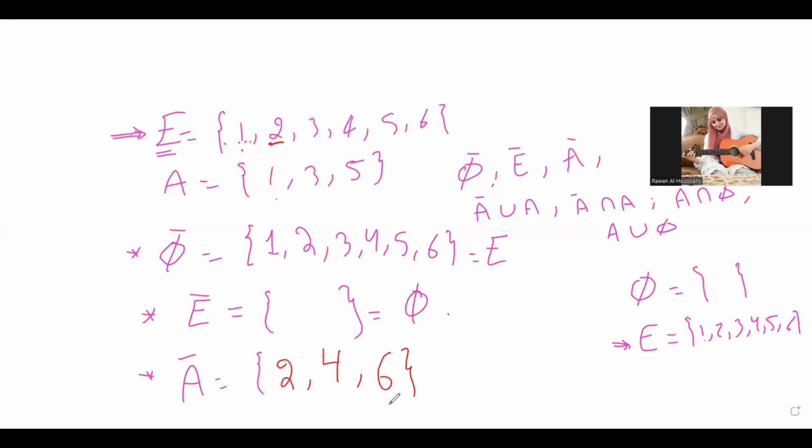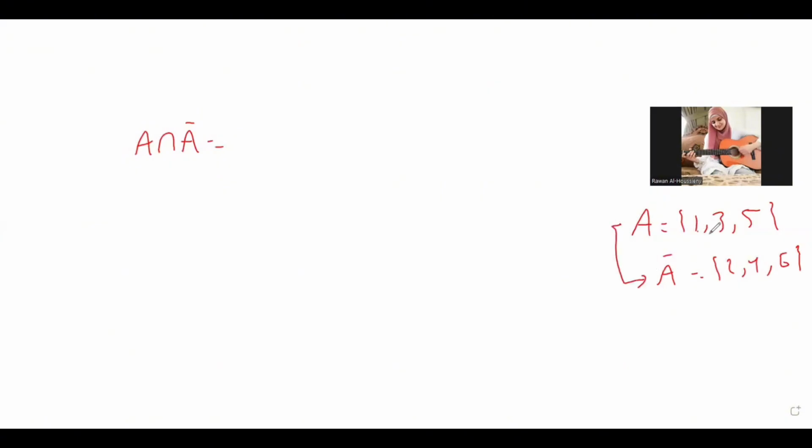Now let's continue. We have the set A, which is 1, 3, 5, and A bar, which is equal to 2, 4, 6. Now we have to find A intersection A bar. When we say intersection, it means we have to find the common elements between A and A bar. If we look at A and A bar, 1 is not common, 3 is not, and 5 is not common between them. So there are no common elements, so we leave it as an empty set, the set phi. So this is A intersecting A bar.